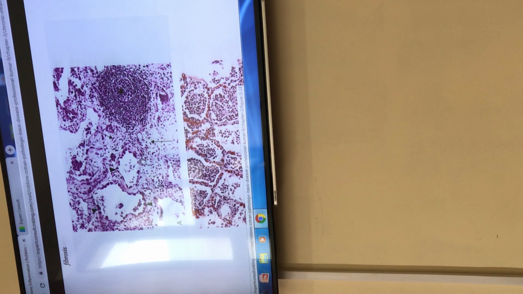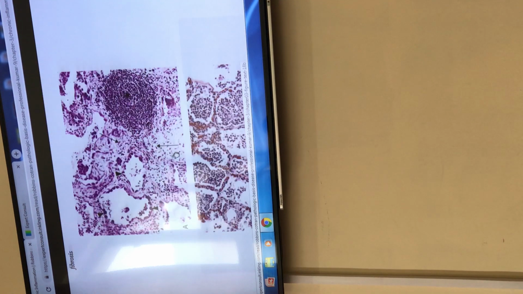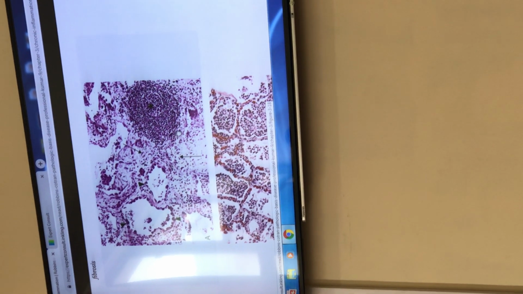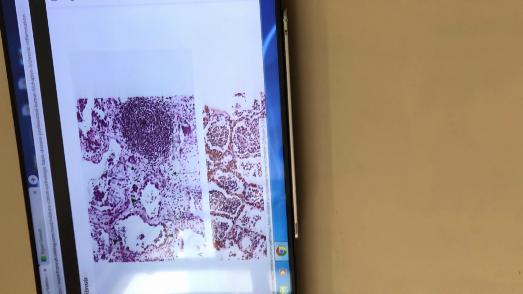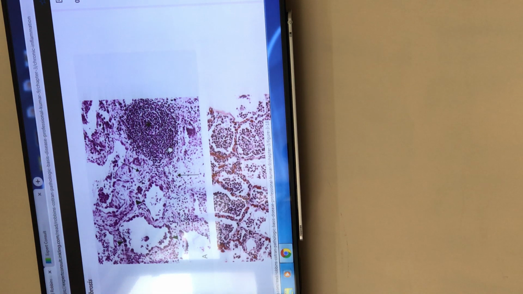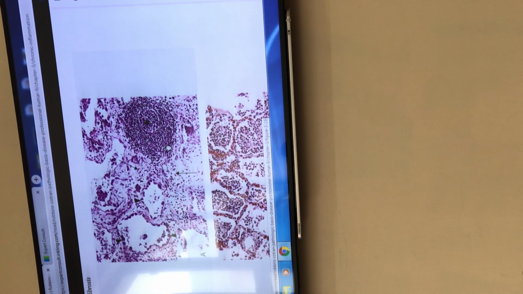So we can diagnose, for example, here, these are the alveolar spaces of lung, and these are inflammatory cells, most of them are lymphocytes. So it shows a chronic inflammation. If we see accumulation of neutrophils, it shows acute inflammation.